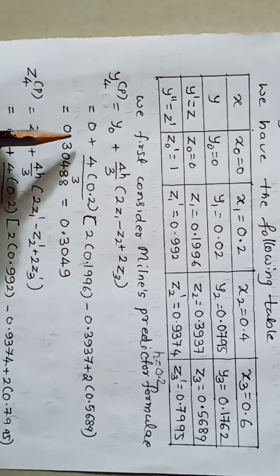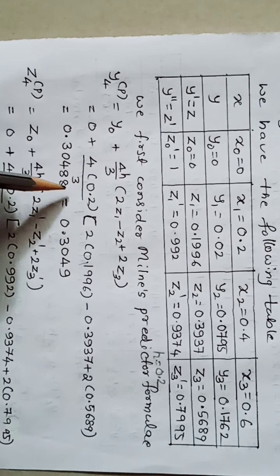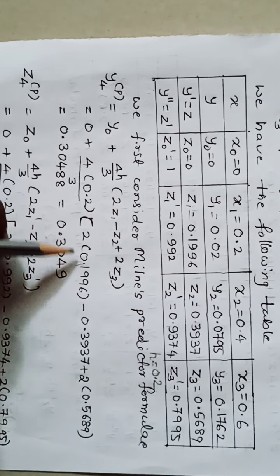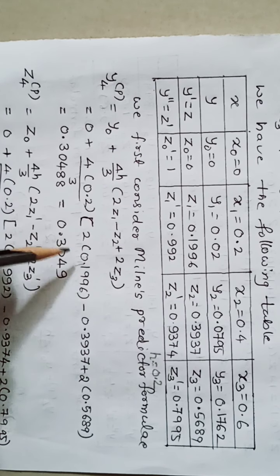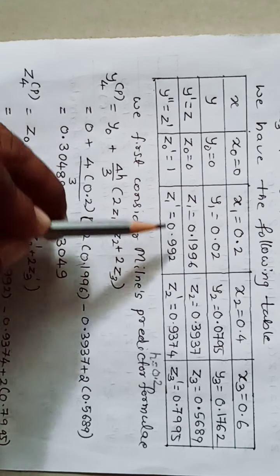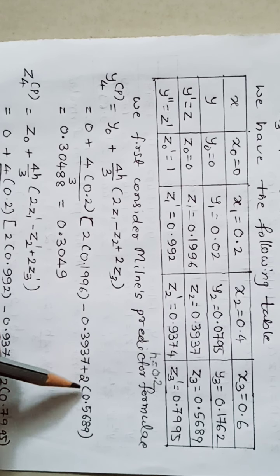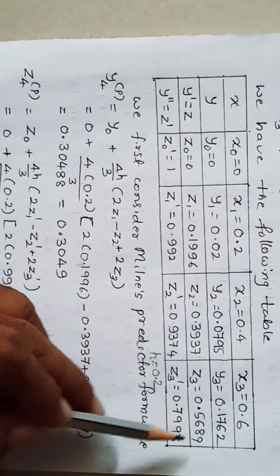We first consider this one. So 4 into 0.2 divided by 3 times 2 z1. Here z1 is 0.1996, minus z2. Z2 is here 0.397, plus 2 into z3, 0.5689. So we got 0.30488, rounded up to 0.3049.